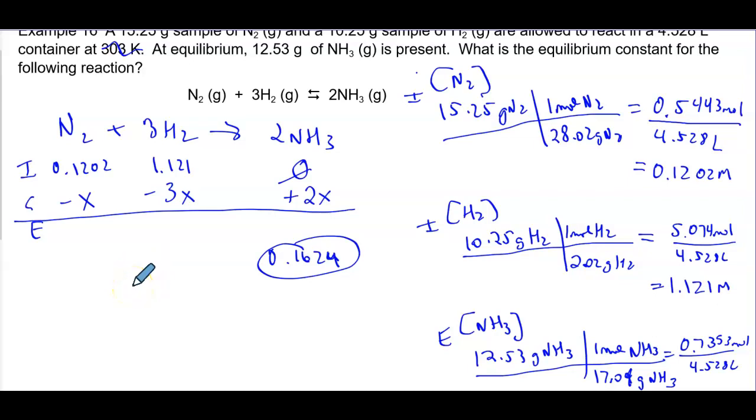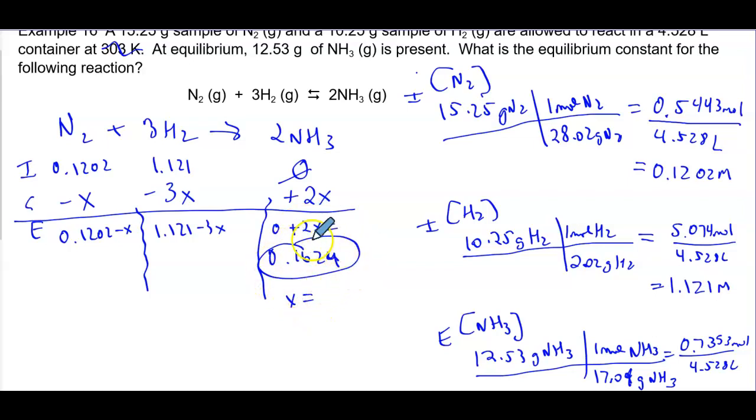So I now can figure out that this E is 0.1202 minus x. And I'm just going to do this to help separate these. This is 1.121 minus 3x, and this is 0 plus 2x. Remember that your E is always I plus C. So I have an I plus C, which means I can solve for x.